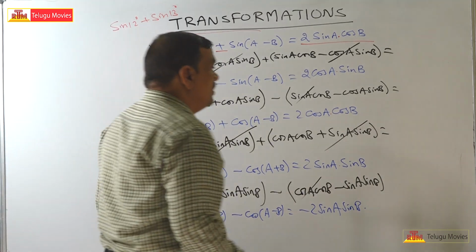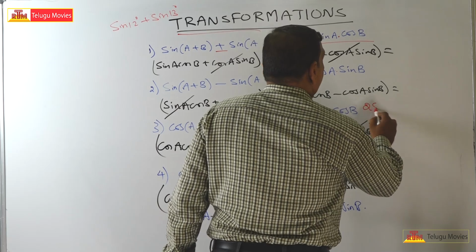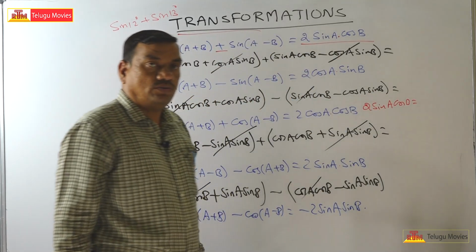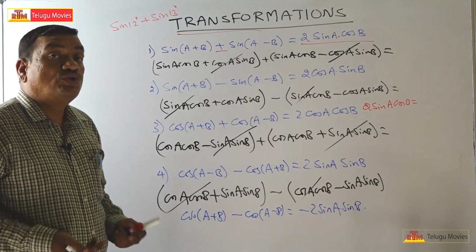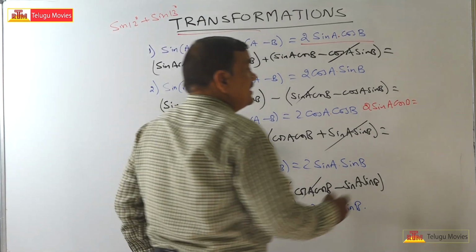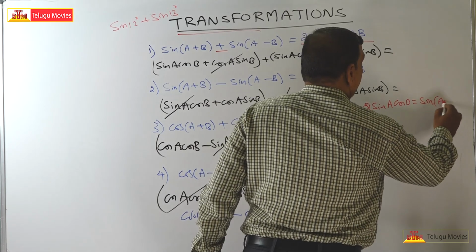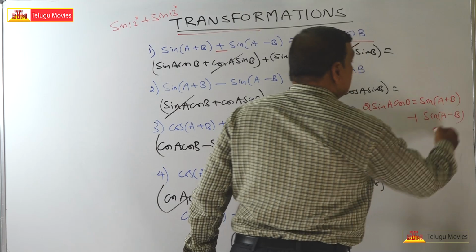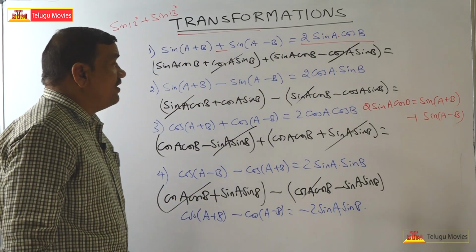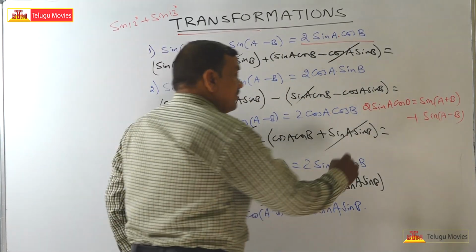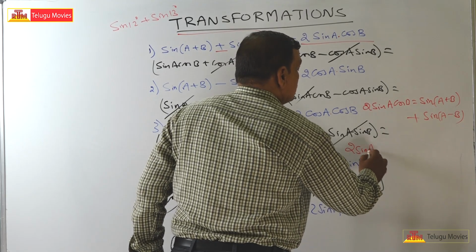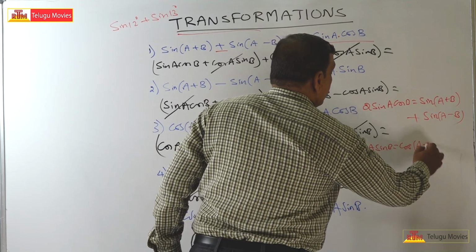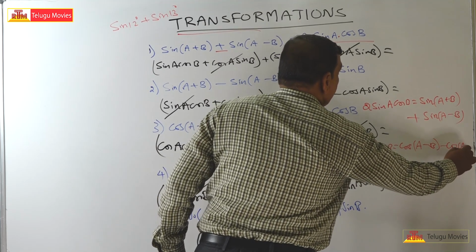For example, if you got 2 sin A cos B, you should be in a position to write it like this: it is nothing but sin of A plus B plus sin of A minus B. Wherever you get 2 sin A sin B, you should be in a position to write cos of A minus B minus cos of A plus B.